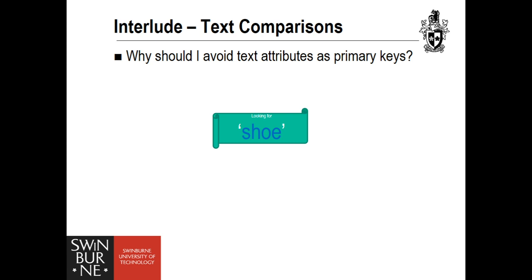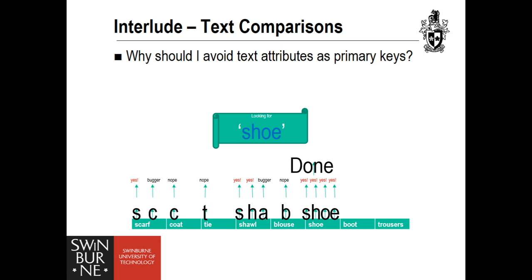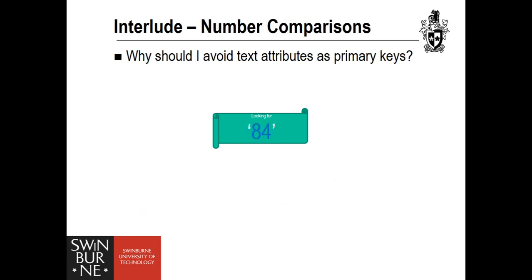Okay, why should I avoid a text attribute as a primary key? Actually, we can use a text attribute as a primary key, but it's not advisable. Why? Because it will have a problem when doing searching. The searched name may be the same in the database. But how about if you use a number as a primary key?